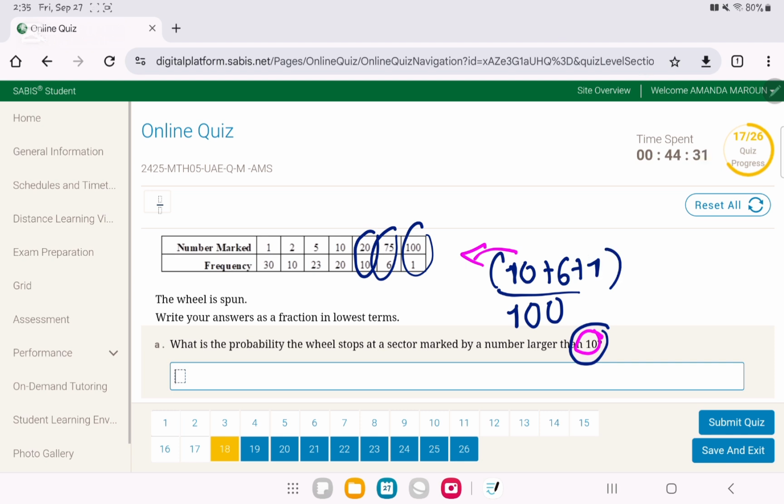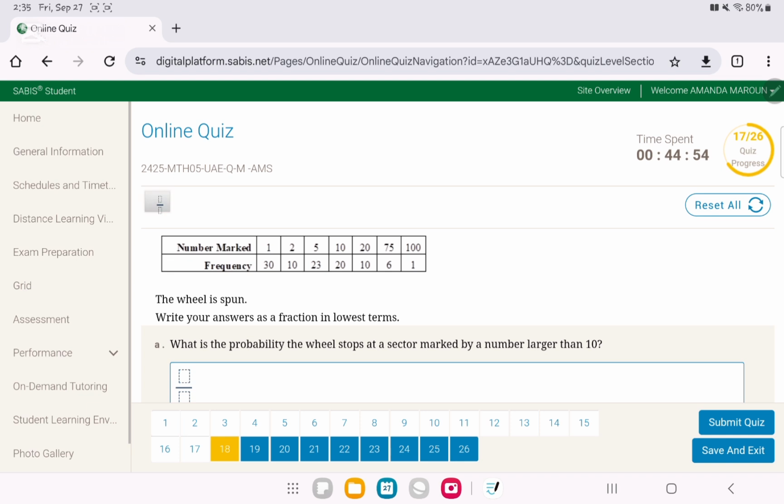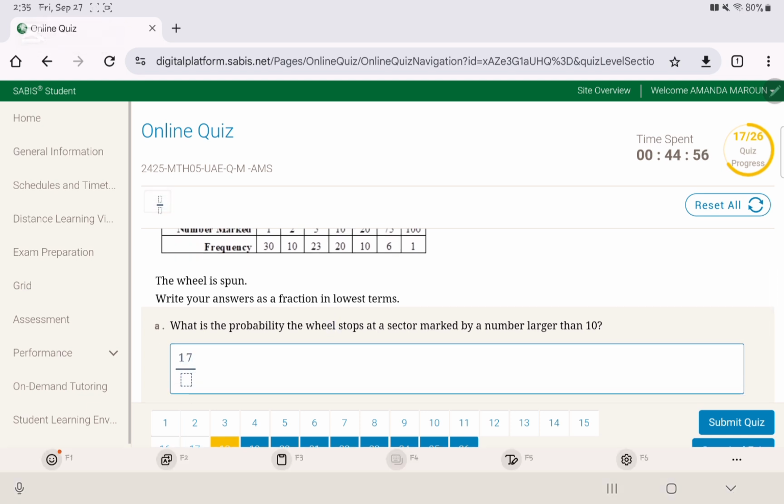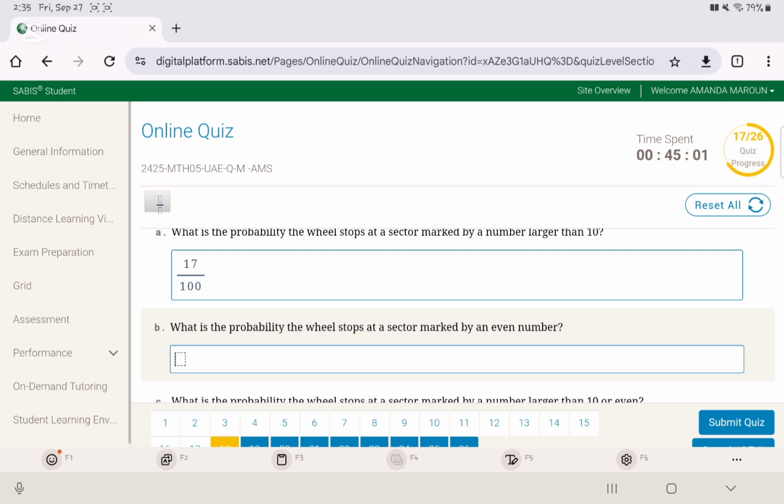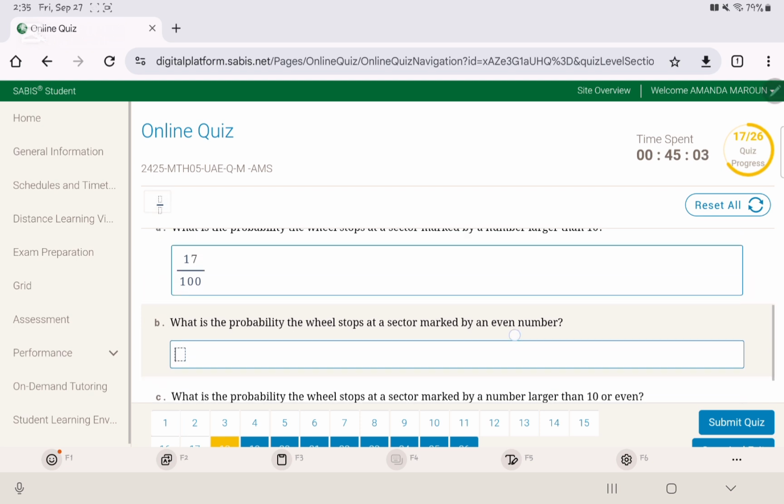Again, we need a number larger than 10, so we have 20, 75, and 100. The probability means the frequency, so the frequency or probability of getting a number larger than 10 is going to be 10 plus 6 plus 1 over 100, which becomes 17 over 100. So here, the answer is 17 out of 100. Now, what's the probability the wheel stops at a sector marked by an even number?